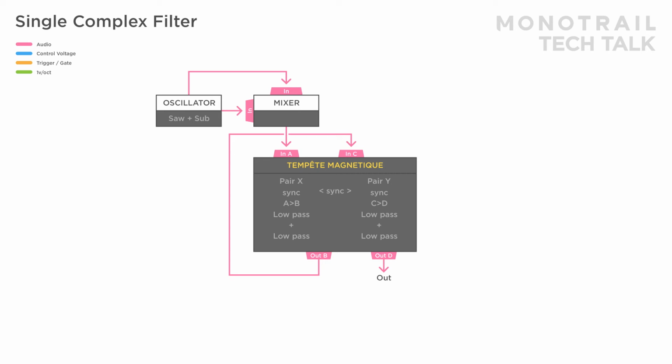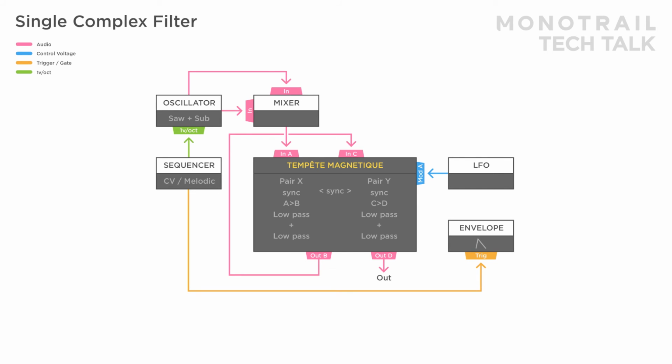All 4 filters are set to low pass mode and synced, so they all follow the first frequency knob and input. An LFO modulating A is used for some steady filter sweeping. A sequencer is tuning the oscillator and triggering an envelope. The envelope is used to modulate both the cross-modulation amount and the internal envelope follower.